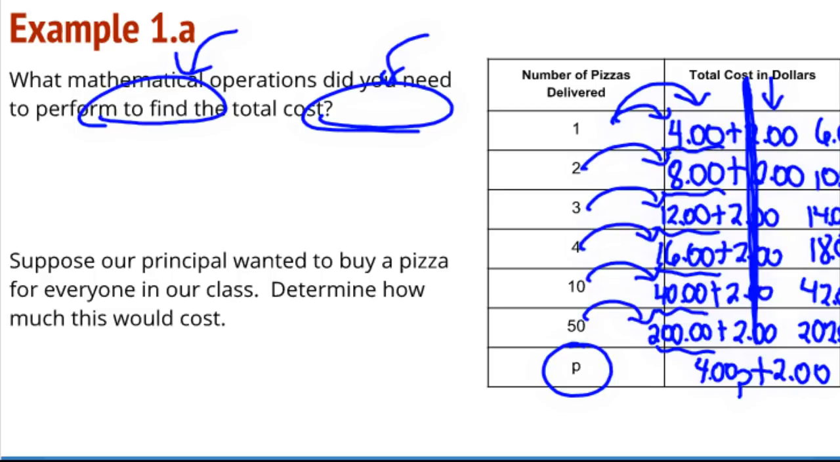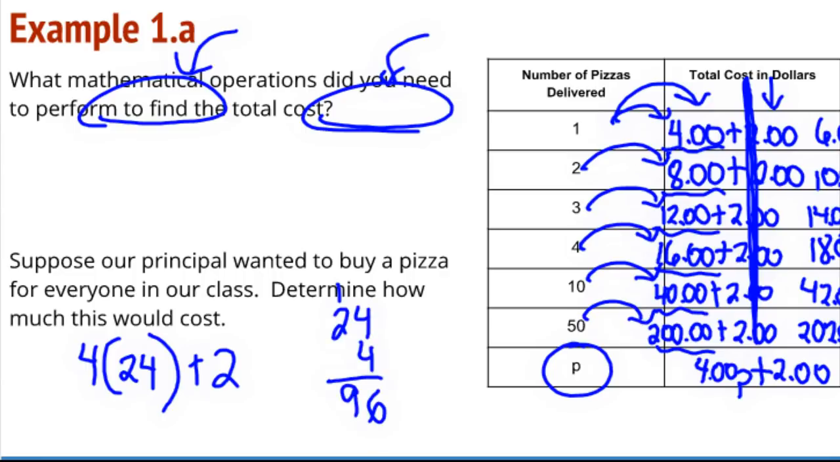So if the principal wanted to buy a pizza for everyone in our class with our 24 students, I've got $4, and I'm going to substitute in 24 because every student gets their own pizza, but I have to remember there's a delivery fee. So I've got 24 times 4. I'm going to add 2 more, and I'm going to find out that it's going to cost $98 for the principal to buy a pizza for every member of our class.